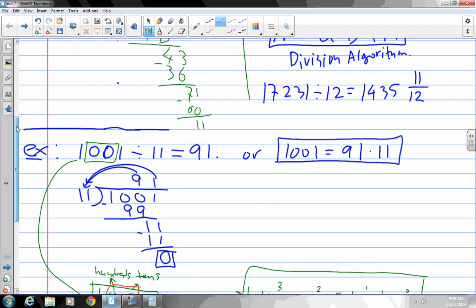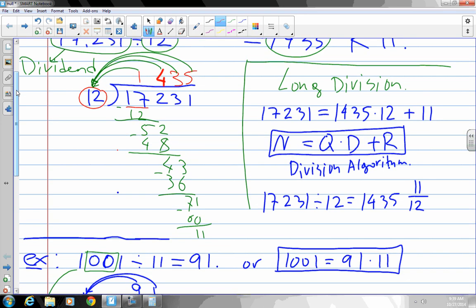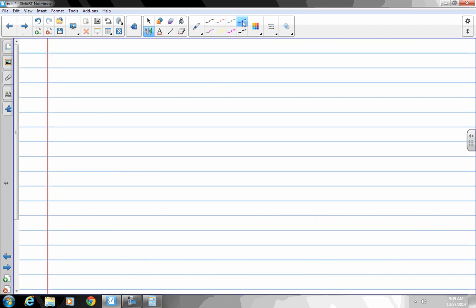So anyway, let's try to take the same idea. Basically, if you understand the long division numerically, you're going to do okay with the long division of polynomials. So for example, let's just do an example.